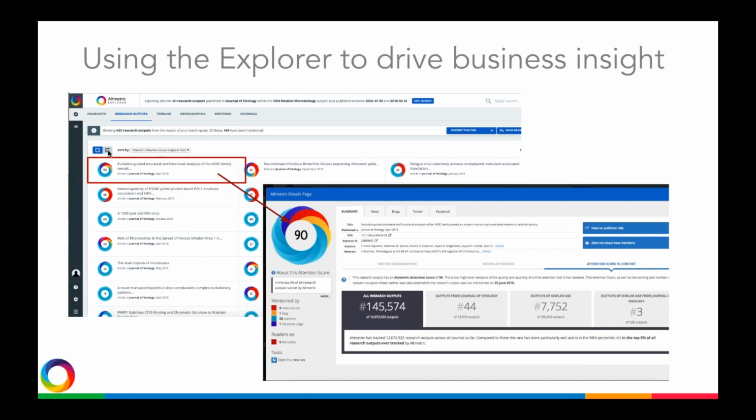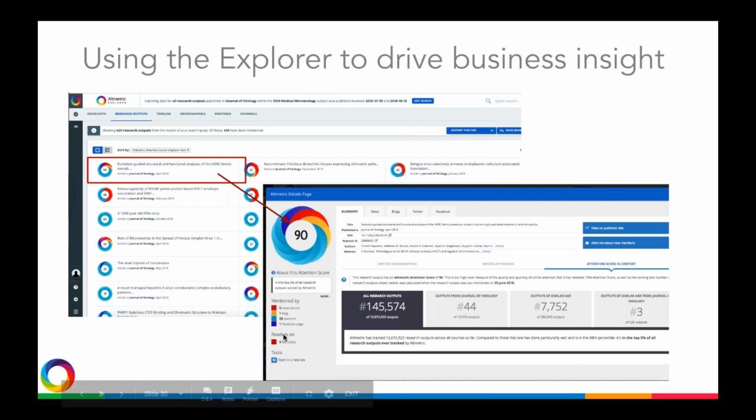So the number one paper here that has the highest Altmetric score for this journal, it's a score of 90. It's quite high given it was published only this year. I'm only looking at 2018. I can see here it's in the top 5% of all research outputs scored by Altmetric.